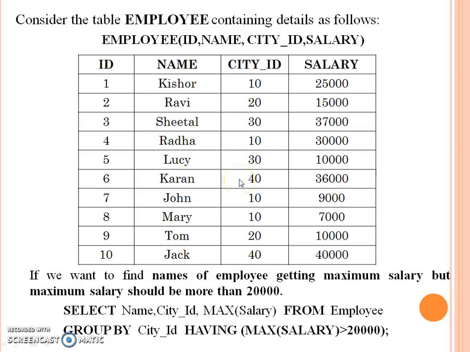Consider the same example of employee table, and if we want to find the name of employees who are getting the maximum salary from each particular city, but giving the criteria that the salary should be more than 20,000, my query would be: select name and city ID, where I want a max of salaries. Remember that aggregate functions return a numeric value, so they can be applied only to a numeric data type column. From table name, that is employee, and I want to group them by cities. Having condition says that even if you want to group them under cities, the max salary of a particular ID should be greater than 20,000.